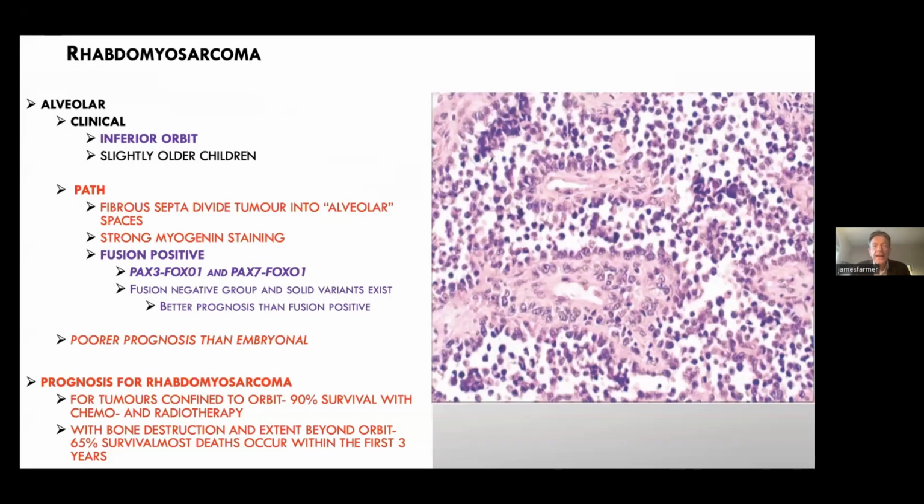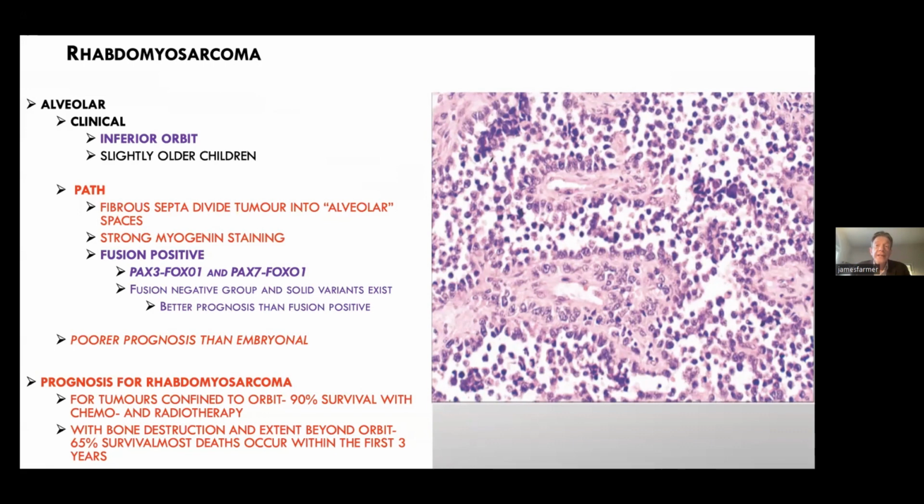The second type that occurs in the orbit is alveolar. It occurs in the inferior orbit, slightly older children. You have the fibrous septa with tumor cells floating off into it like into an alveolar space. It shows strong myogenin staining as opposed to embryonal. It's fusion positive. The fusion partners are either FOXO1-PAX3 or FOXO1-PAX7.